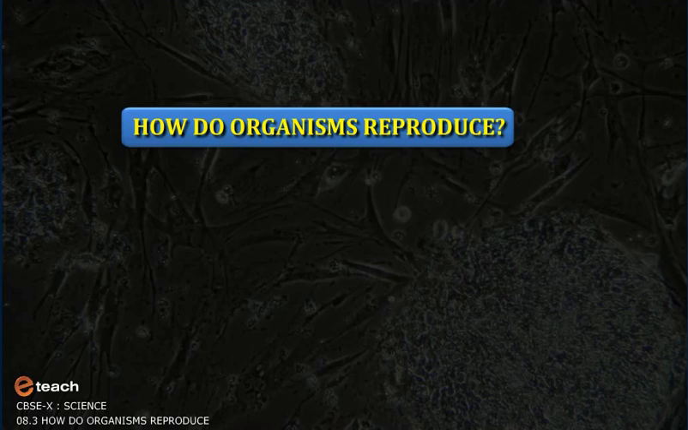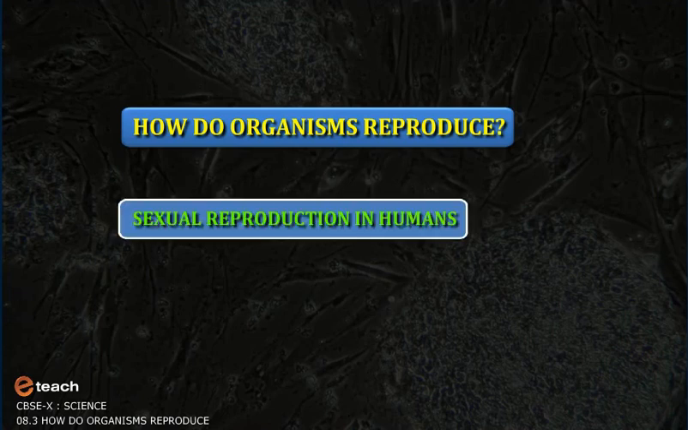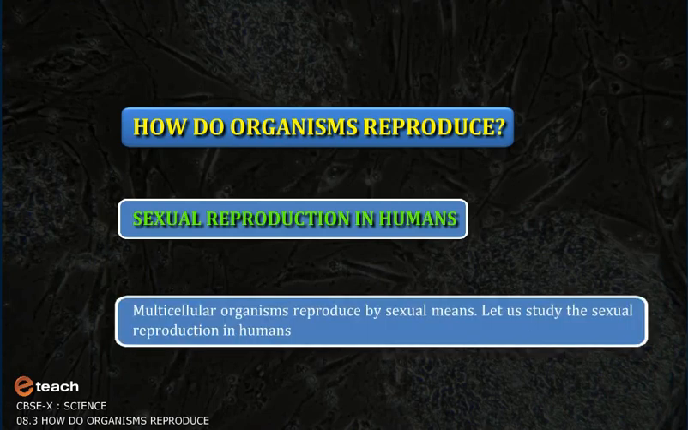How do organisms reproduce? Sexual reproduction in humans. Multicellular organisms reproduce by sexual means. Let us study the sexual reproduction in humans.